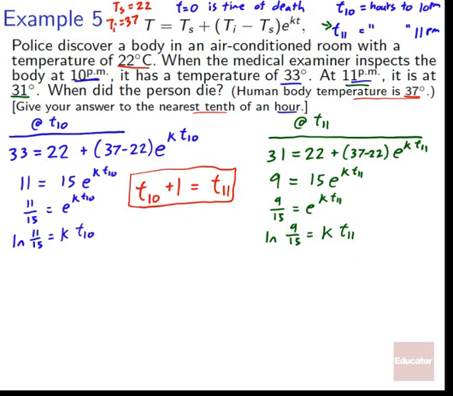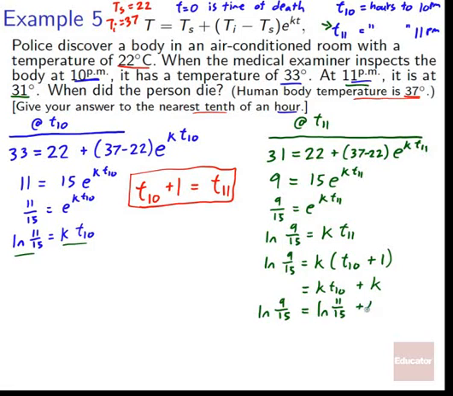This key realization will allow us to solve things. So we can plug this in over here. So we've got natural log of 9 over 15 equals k times T10 plus 1. So k T10 plus k. Hey, over here we know what k T10 is. It's natural log of 11 over 15. Let's bring back down this. So natural log of 9 over 15 is equal to k T10. We swap that out for natural log of 11 over 15 plus k. We subtract: natural log of 9 over 15 minus natural log of 11 over 15 equals k.